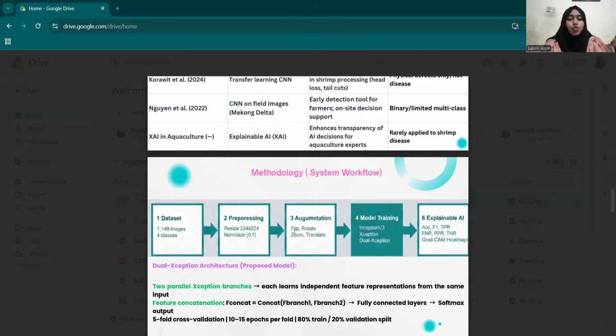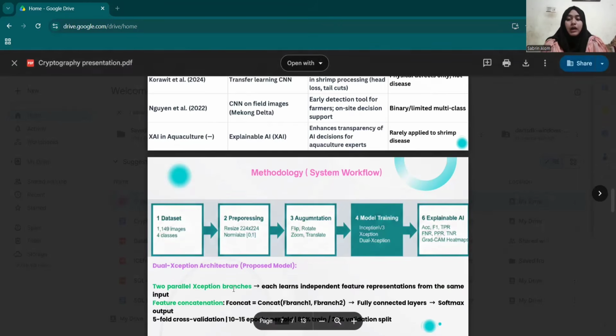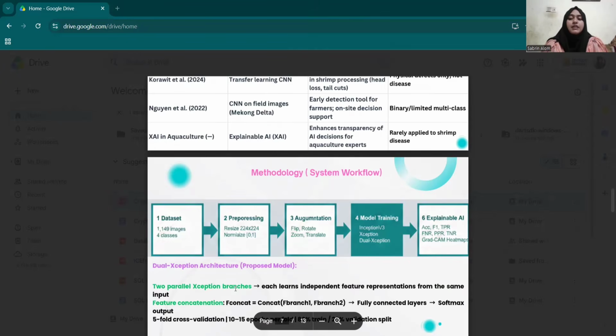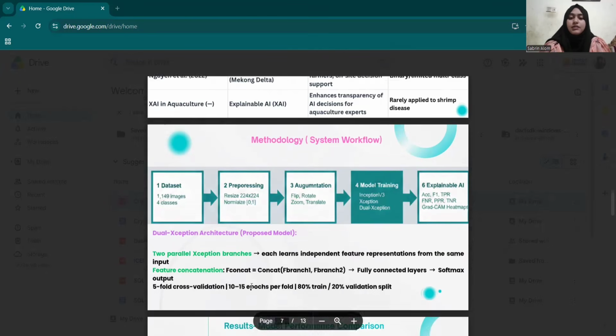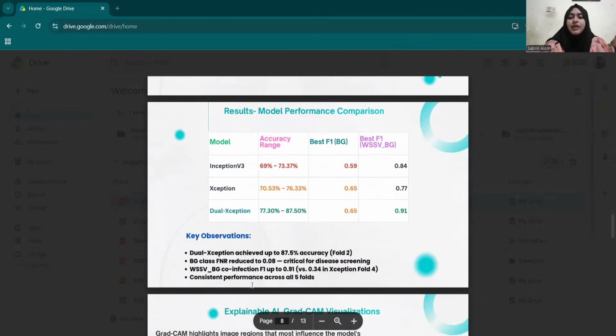It has two parallel Xception branches. Each branch learns different features from the same image. Then the features are combined and passed through a final layer to give the disease prediction. This is more powerful than using just one model because it captures more information from the image. So we jump into our next slide, which is result, model performance comparison.